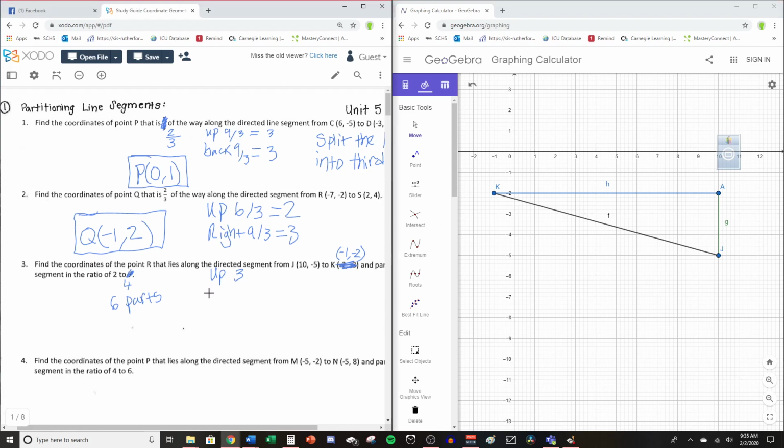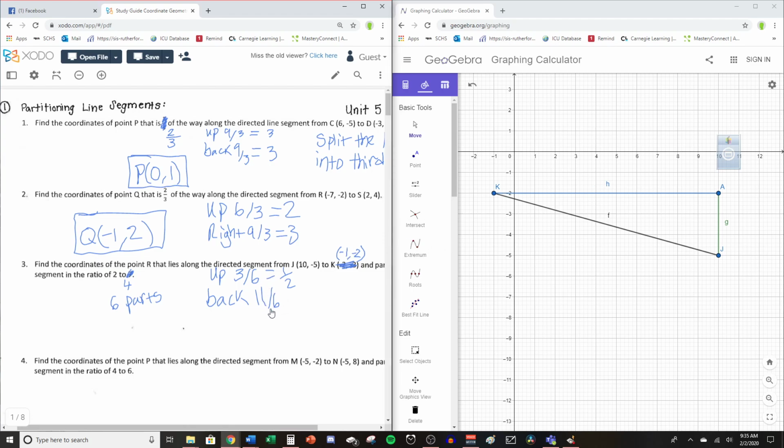So back, 11. Okay, so since we want to break this into 6 parts, it means I've got to divide by 6 for both of these. Okay, so on this one, I get 1/2. So I'm going a half up every single time. So we're going to see what that looks like here in a second. And then back 11/6. Let me make sure I've got that absolutely correct. -1. Okay, yep. That's what we have.